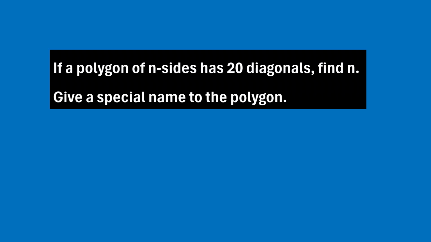Now today's question is, if a polygon of n sides has 20 diagonals, find n and give a special name to the polygon. You have to find the number of sides of a polygon that has 20 diagonals. So if a polygon of n sides has 20 diagonals, find n, and give a special name to the polygon.